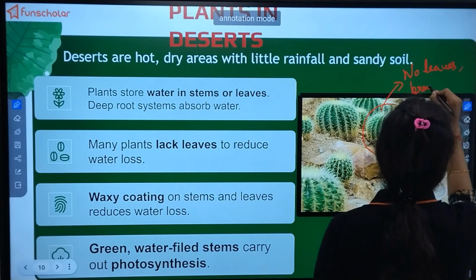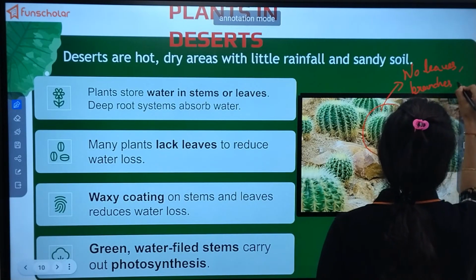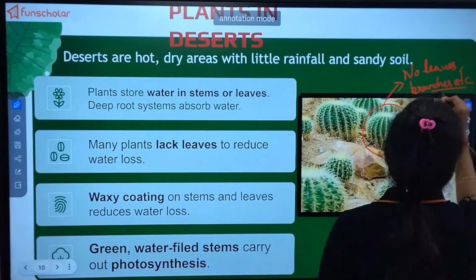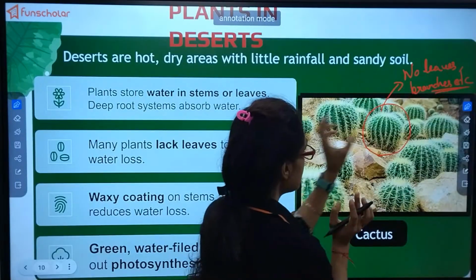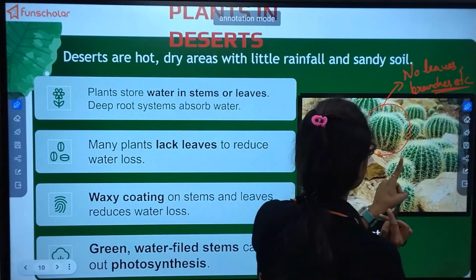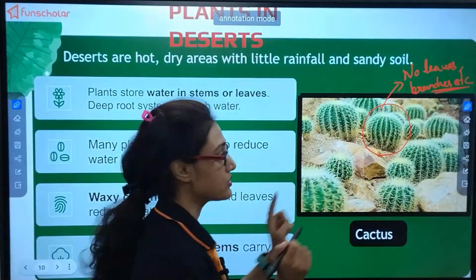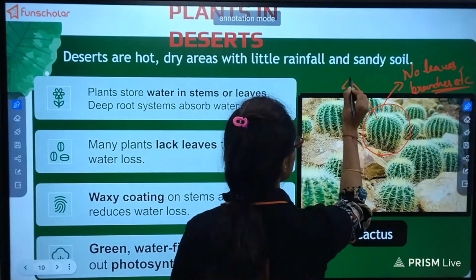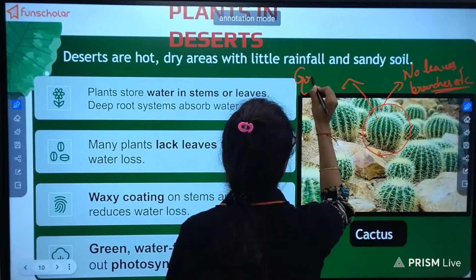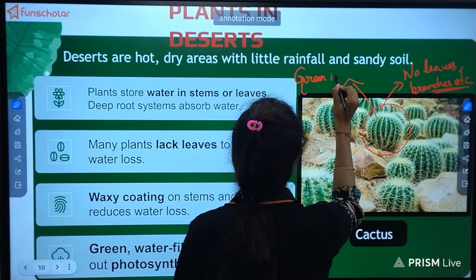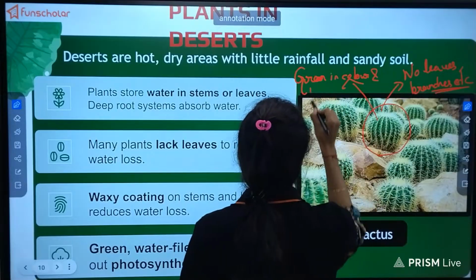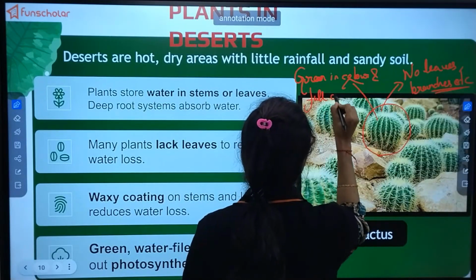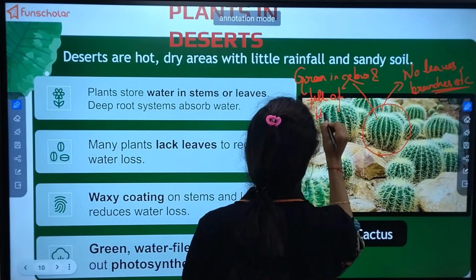branches, etc. But see, this stem portion is green in color and they are full of thorns. So this stem portion is green in color and full of thorns.